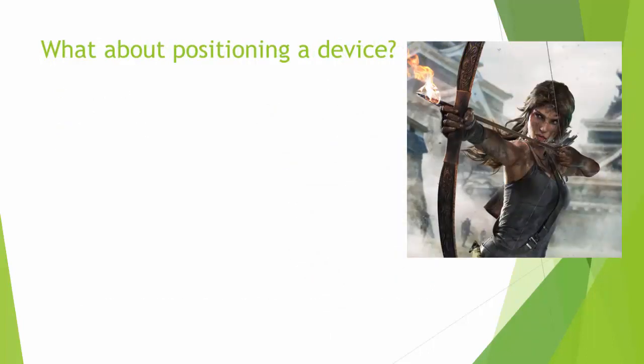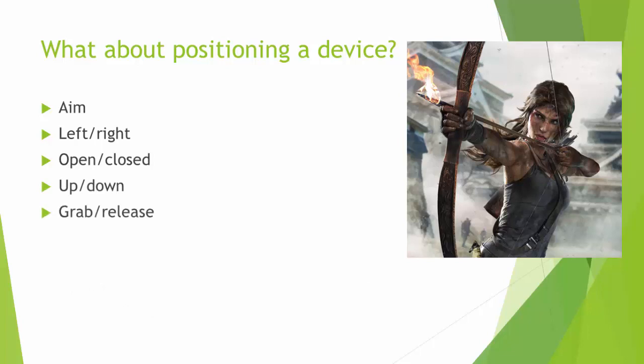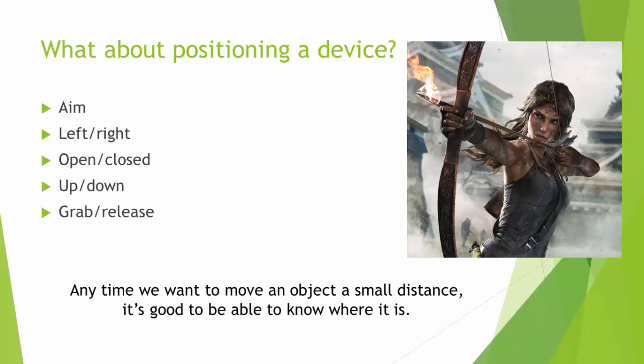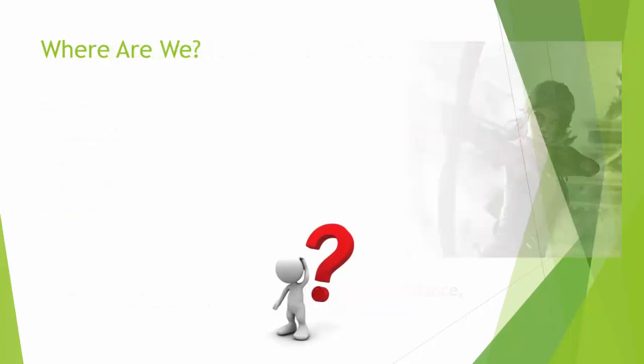But what happens when we want to position a device, when we want to be more precise than simply saying move forward? What if we want to aim something? What if we want to turn something to the left or to the right? What if we want to open a claw or close a claw? What if we want to move a turret up or down? You get the idea. Anytime we want to move an object a small distance to a particular location, we need to know where it is.